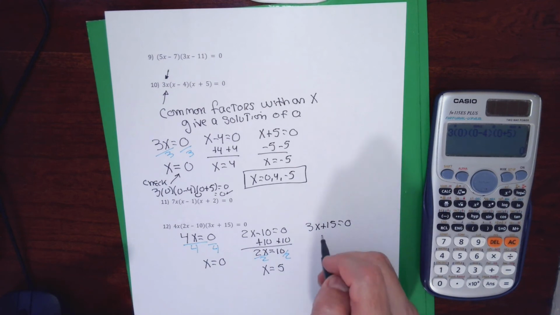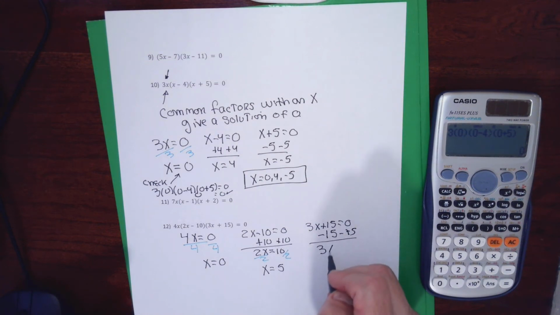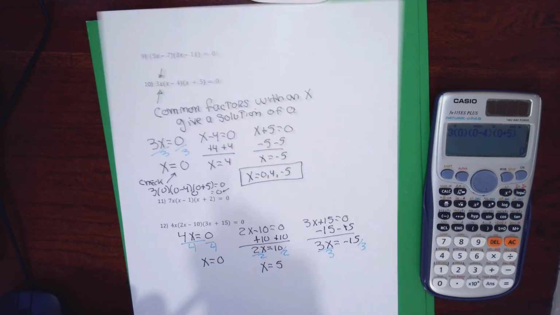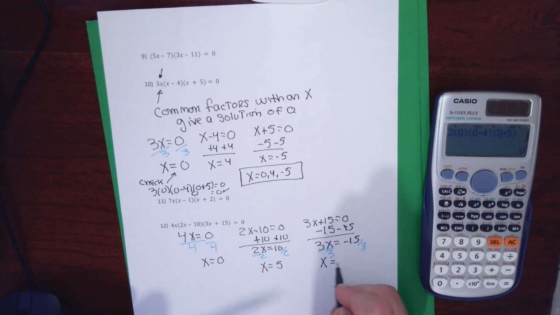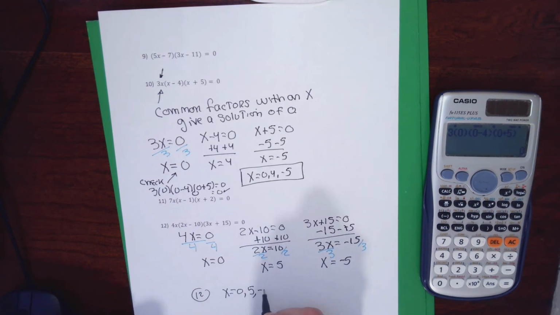And the 3x plus 15 is going to give a solution of negative 5. I'll subtract 15 and get 3x equals negative 15, and then divide by 3 and get x equal to negative 5. For number 12, when I go to write my answer, I can write x equal to 0, comma, x equal to 5, comma, x equal to negative 5, or x equal to 0, comma, 5, comma, negative 5.